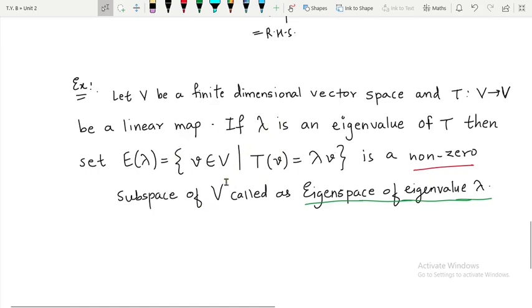Now since this is a subspace, we can talk about its dimension, because a subspace means a vector space only. Later on in this unit number 2, we are going to talk about the dimension of this eigenspace. So that's all for today. Try to understand this concept well.